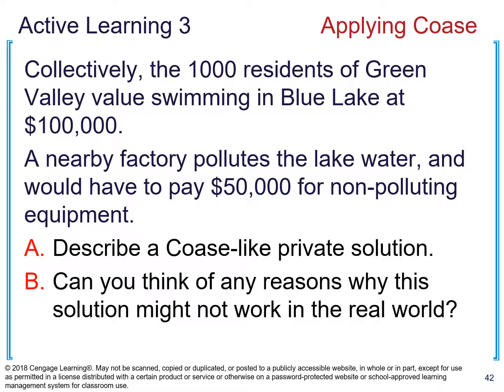Now, let's look at applying the Coase theorem. Collectively, the 1,000 residents of Green Valley value swimming in Blue Lake at $100,000. A nearby factory pollutes the lake water and would have to pay $50,000 for non-polluting equipment. A. Describe a Coase-like private solution. B. Can you think of any reasons why this solution might not work in the real world?